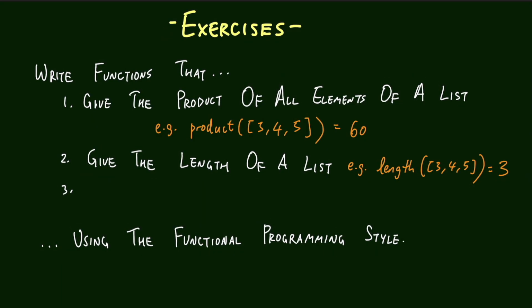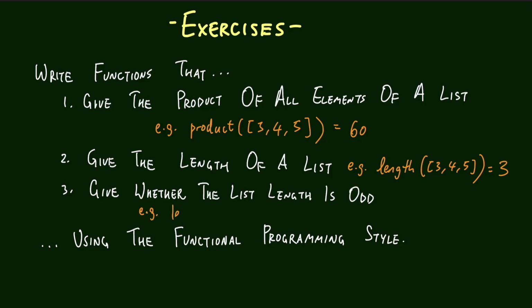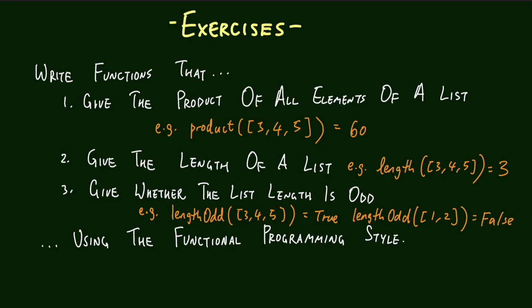And for the last question, we are asked to write a function that gives a boolean of whether the list is odd. That means if we give a list with an odd number of elements in it, for example 3, we should give true. While if we give it a list with an even number of elements in it, for example, if the list is empty, or let's say length 2, it should give false.